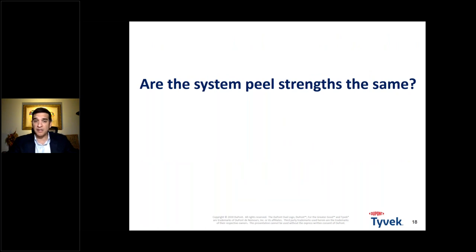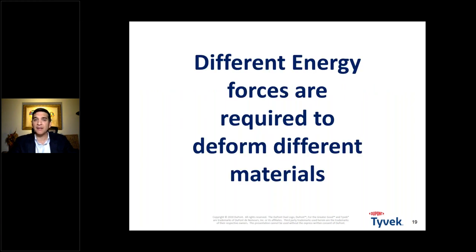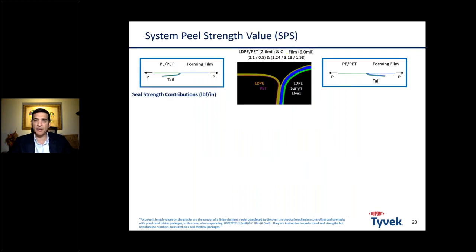And so the question is, will the system peel strengths be the same if I pull towards the C film side or towards the polyester side? And the answer is no, it will not be. And why is that the case? Because different energy forces are required, because different materials are deforming. Different things are deforming as I pull that apart.